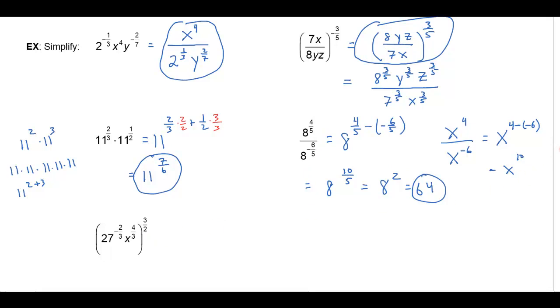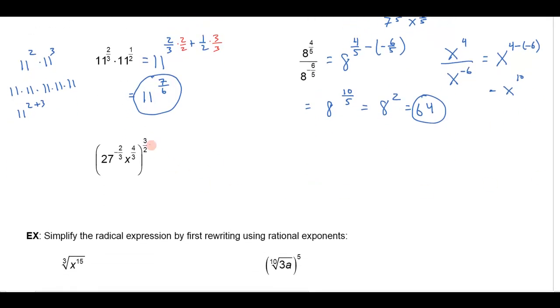Let's do another example down here. If I have powers 27 to the negative 2/3, x to the 4/3, all raised to the 3/2, I can go ahead and distribute this 3/2 to each of the factors inside.